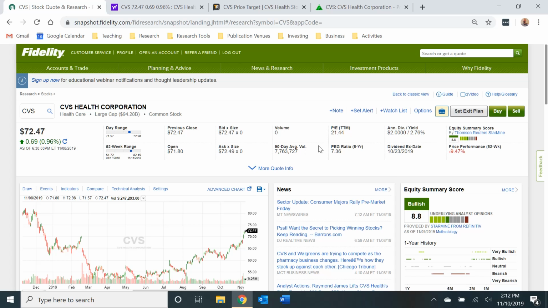The first thing that we're going to look at is the PE ratio. This is the price to earnings ratio. What is the price that you are paying for each cent of earnings? With CVS, we have a PE ratio of 21. The market average is somewhere between 15 and 20, but PE does not easily translate into an understanding of whether a stock is overvalued or undervalued.